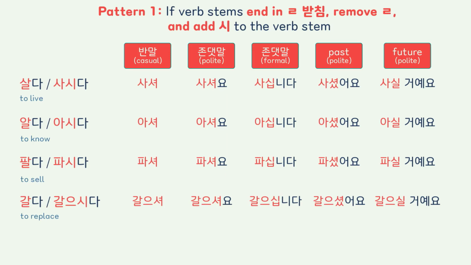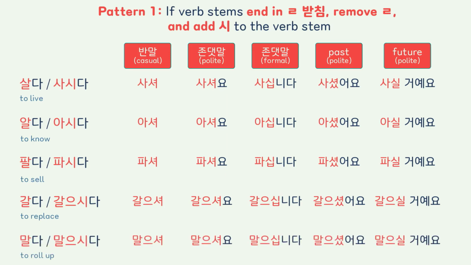갈다, 가르시다. 말다, 마르시다. So in these examples, we follow the pattern from the previous lesson where we add 으시 to the verb stems ending in a 받침. Now, there is no real reason for this, but I think it's largely to avoid confusion since 가시다 is an honorific form of 가다, and 마시다 is a verb meaning to drink. So do keep in mind that there are certain exceptions even to irregular patterns.